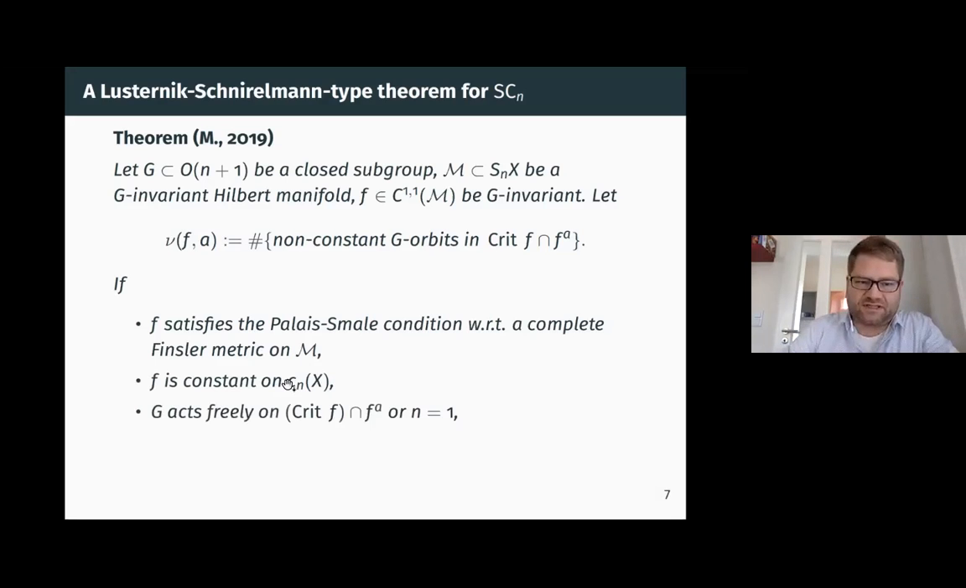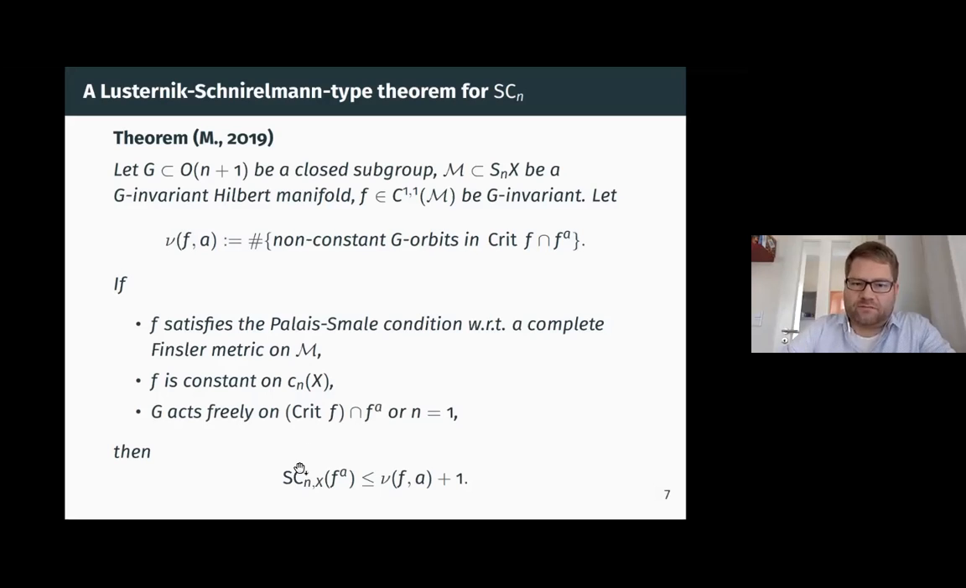So if this is satisfied, and if we have these isotropy conditions fulfilled, so if either G acts freely on the critical subset, which is in the sublevel set, or if we're in the one-dimensional case, then we get this nice count, namely this relative spherical complexity of the sublevel set is a lower bound for this number of orbits +1. This additional +1 that was not occurring in the original Lusternik-Schnirelmann theorem is due to the constant loops. So this is the contribution here.